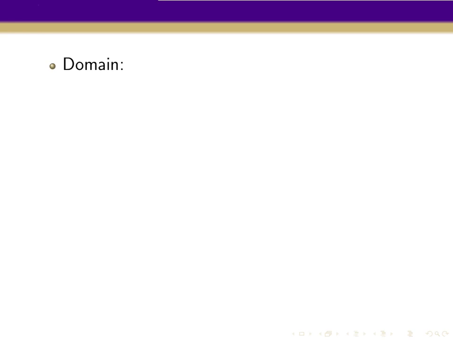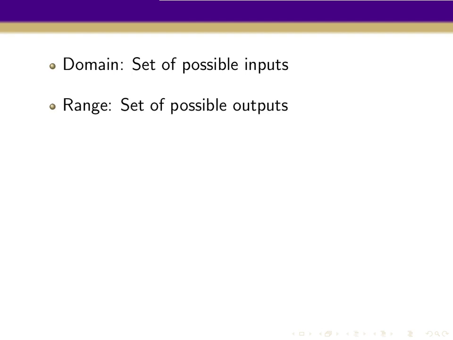So some terminology we use with functions. The domain is the set of all possible inputs that we can put into the function. Once we start talking about domains, you immediately start talking about ranges. So what is the range of the function? That is the set of all possible outputs that can come out of the function.